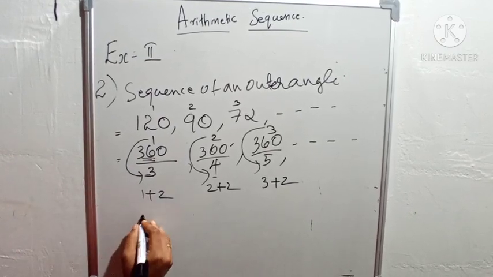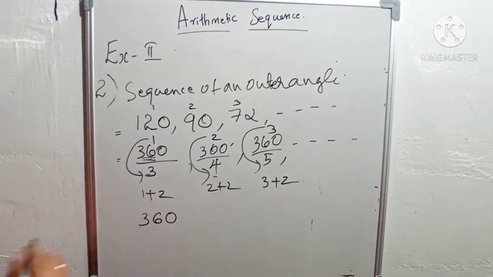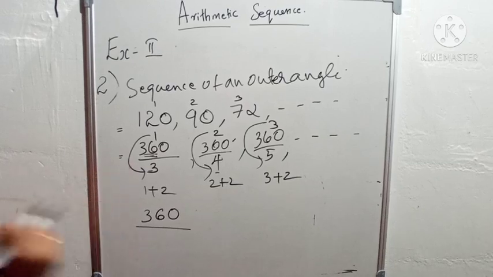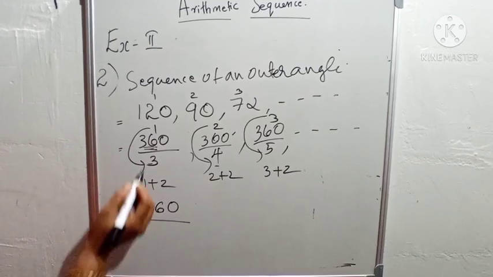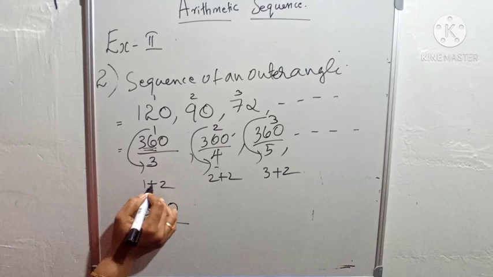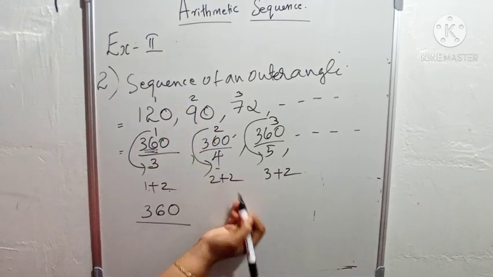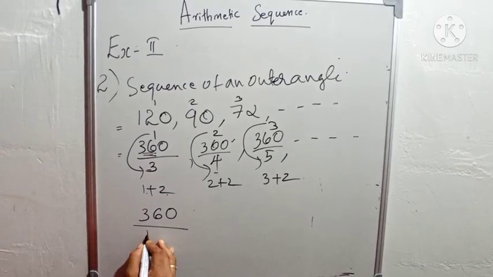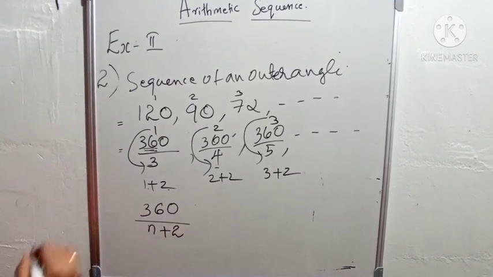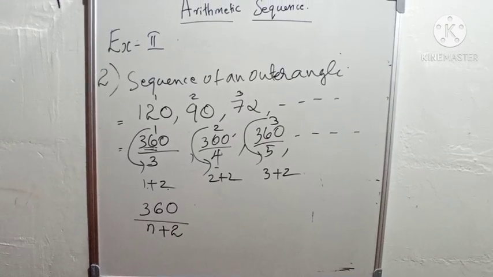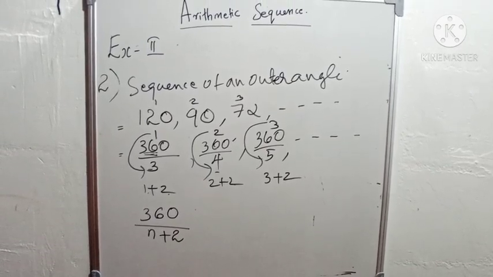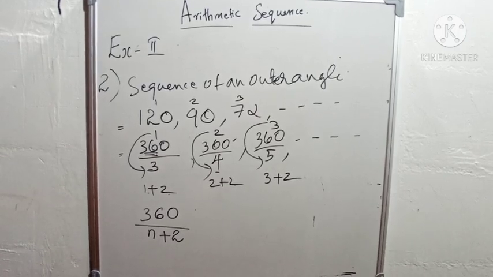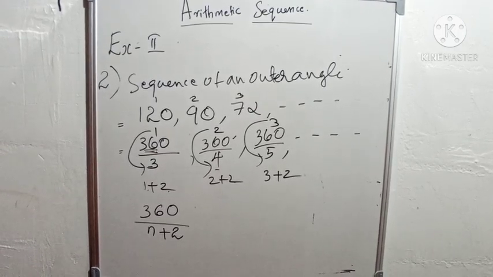Okay. Then, if n is the position, how do we write the general form? Yes, for the general form also 360 is in the numerator, right? Then what about the denominator? The denominator is, for the first term 1 plus 2, for the second term 2 plus 2, for the third term 3 plus 2, like that. Then what about the nth term? That is equal to n plus 2. Okay, 360 by n plus 2 is the nth term of the sequence of an outer angle of regular polygons.